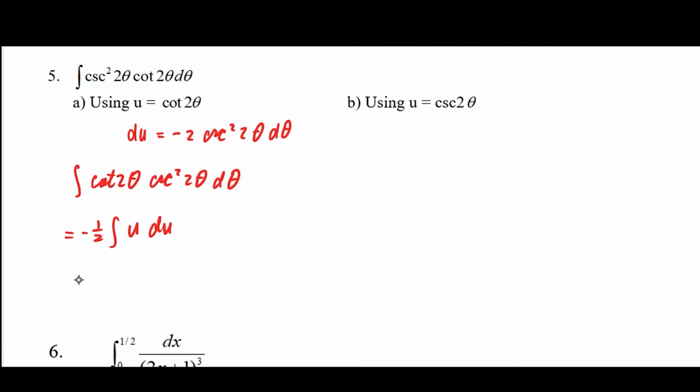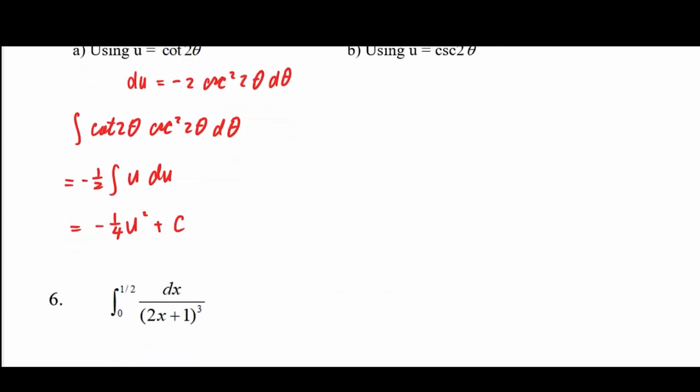Now then, of course, integrate. So we have u squared, therefore adjust this thing to 1/4 plus c. Now remember what u was, which is cotangent theta. So this thing becomes negative 1/4 cotangent squared theta plus c. How about that? Y'all with me? Questions?